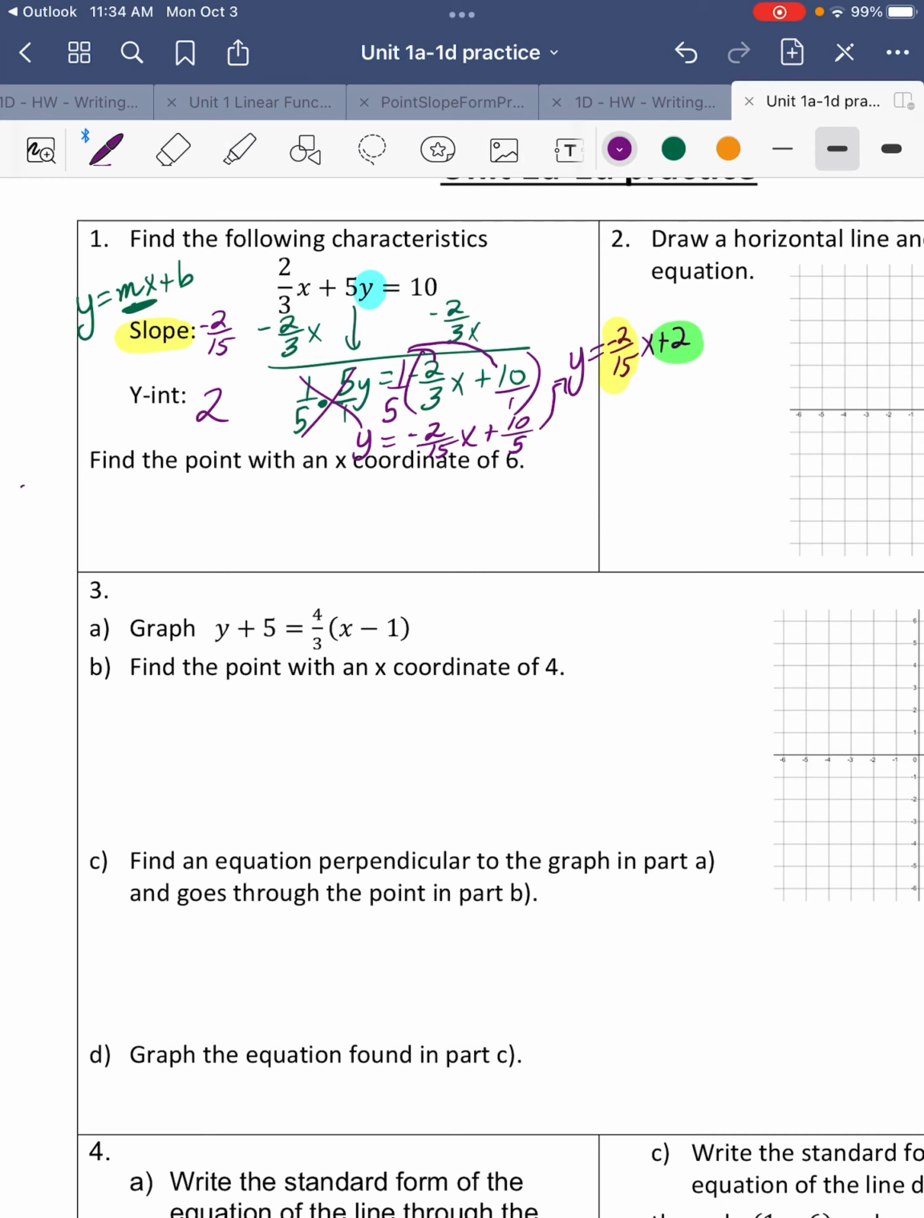Now I've got to find the point with an x-coordinate of 6. So I'm looking for the x-coordinate of 6, and we've got to figure out what the y is. We don't know. So what you're going to do is take the original. It doesn't matter actually if it's the original equation or y equals mx plus b, slope-intercept. You're going to substitute x equals 6 into either one of them. It does not matter. So if I choose the original with 2/3, replace the x with 6.